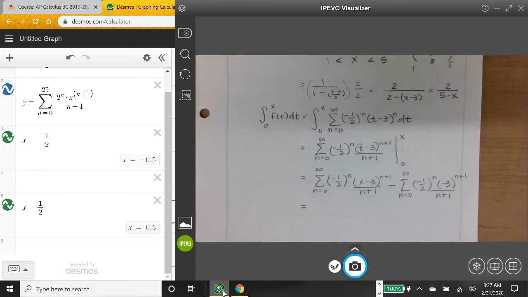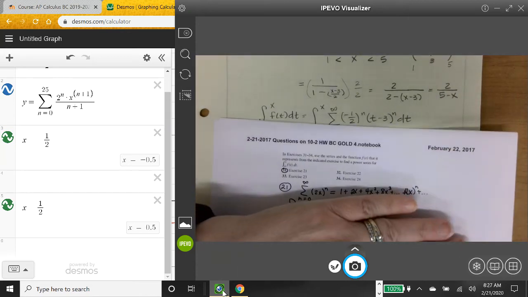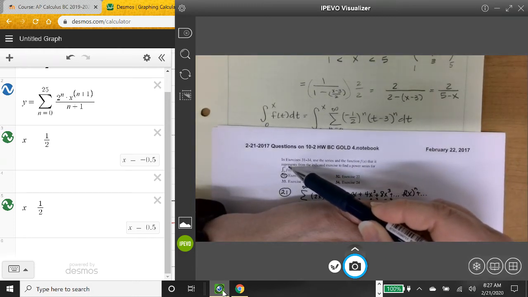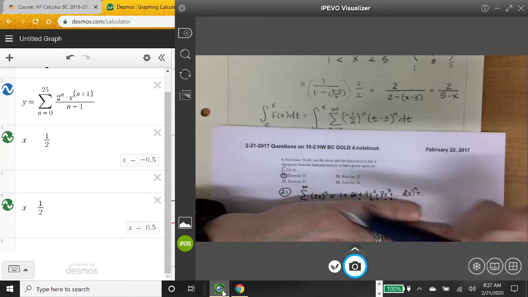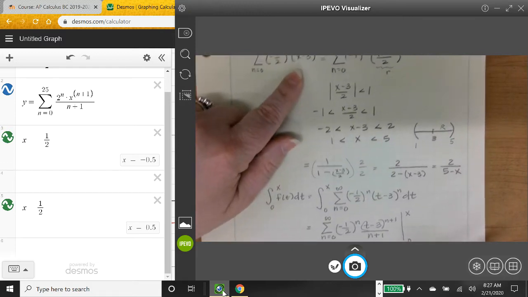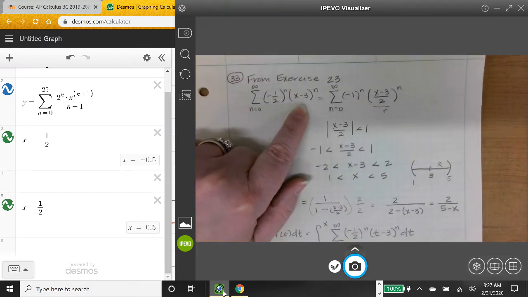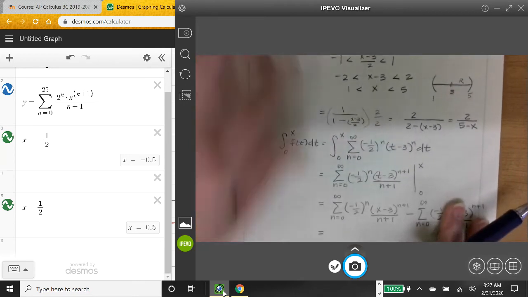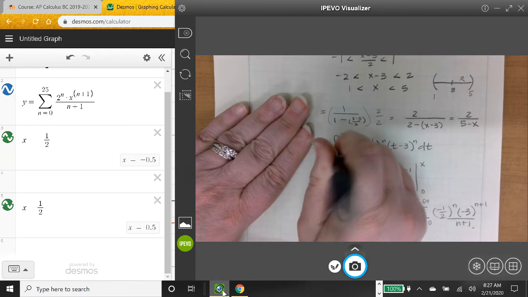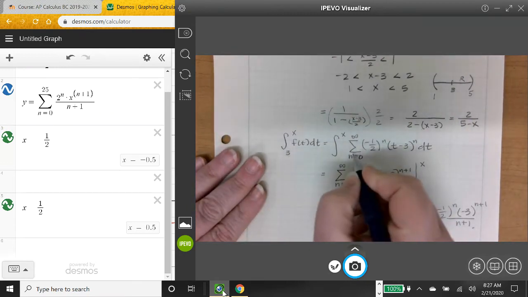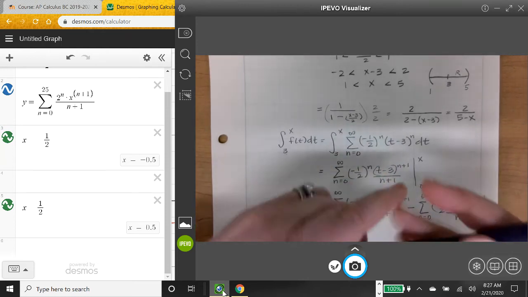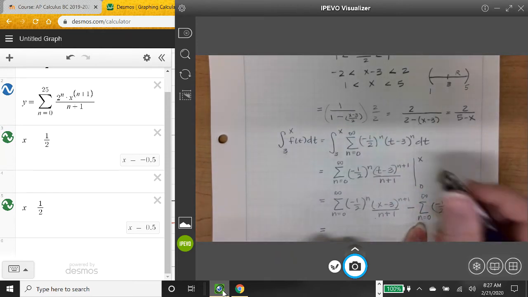Fascinating. Okay, so you see how the question is saying from 0 to x? Well, in exercise 33, our function here is centered where? Our function is centered at 3. So really, we should be integrating from 3 to x, because that's where our center is. As I'm working this, it doesn't make any sense. So I think the book is wrong.